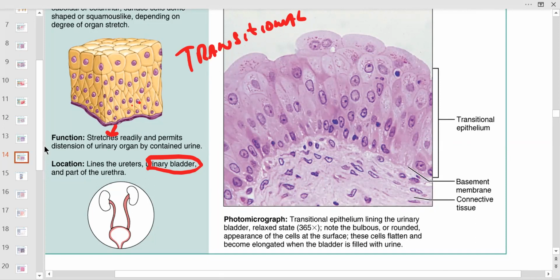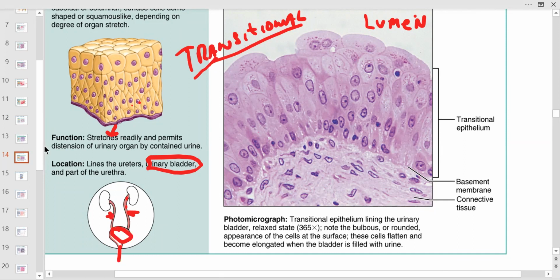So this is pretty much the lumen of the bladder, let's say. And it could be ureters too. Ureters are these tubes that take filtrate, or really it's urine now, to the urinary bladder, and then this is the urethra. So it pretty much lines all of those areas that stretch, and it's called transitional. So when you hear transitional for our exam, think urinary bladder.